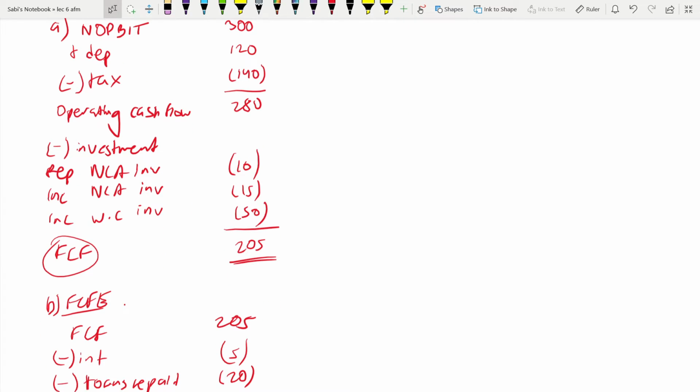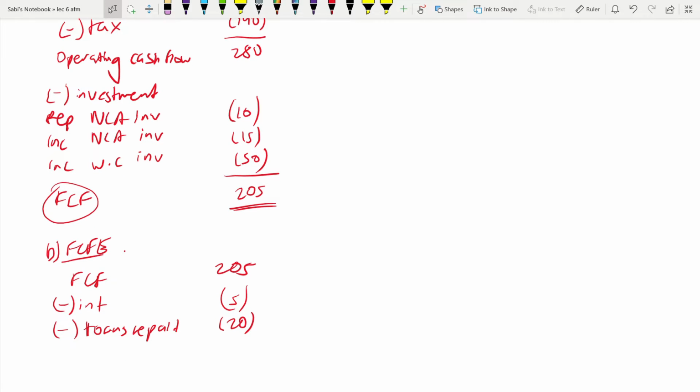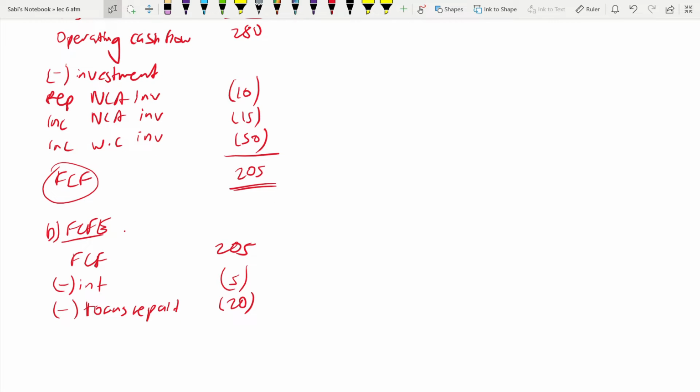Usually calculations in FCFE are small, only minor deductions like interest and loans repaid. But in FCF, there are majority things to do. So what you get is 180. Definitely, your FCFE will be less than your FCF because you're deducting interest and loans repaid also. Okay.